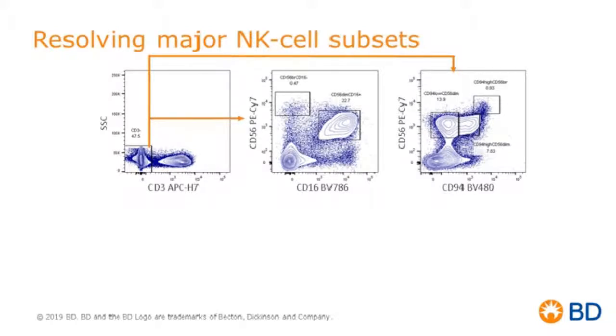And there you find those two subsets that we were discussing earlier: the early, more rare CD56 bright, CD16 negative cells. These are cells that are less cytotoxic. They're not very cytotoxic, but they express cytokines. And the more mature cytotoxic cells with less cytokine production are the majority in this case, which are the CD56 dim, CD16 positive cells.